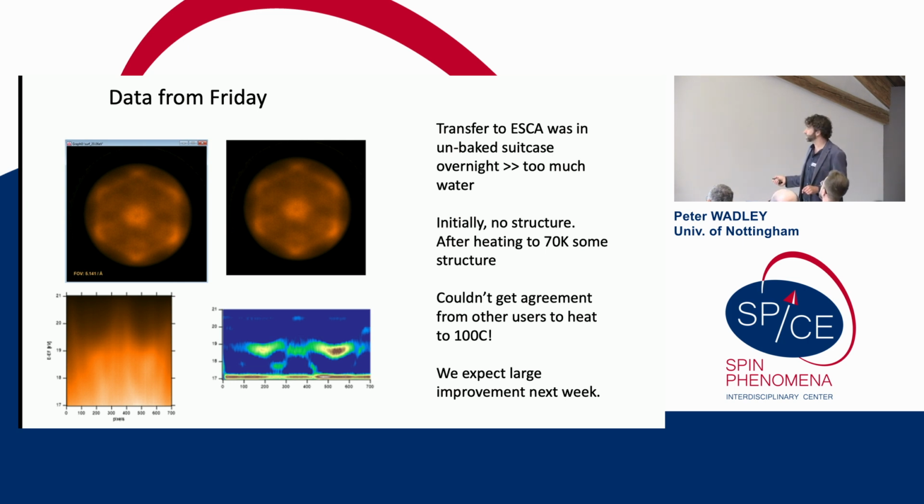At the beginning of this experiment, we saw no structure whatsoever. After heating to 70 K for a couple of hours, you start to see the hexagonal constant energy slices that you'd expect. And we can even get a little bit of band dispersion out of it.